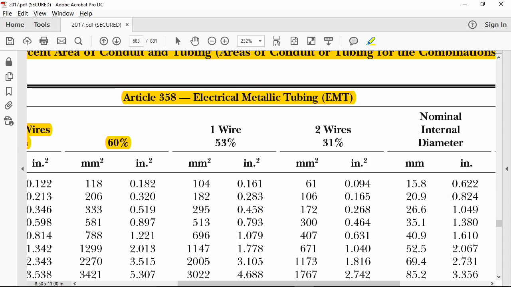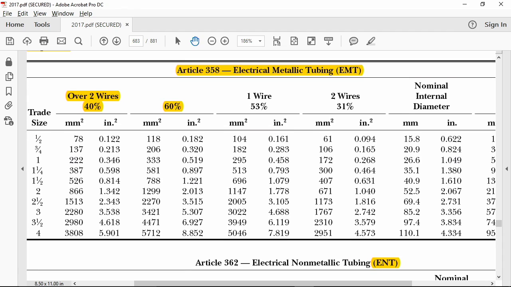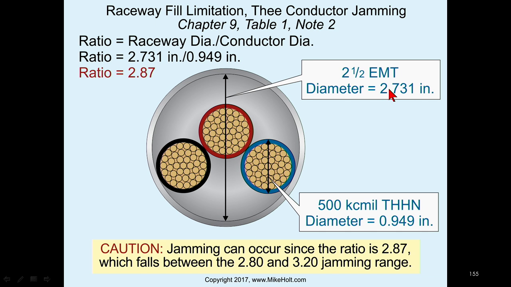And then I'm looking for 2.5. I go across here. The diameter is 2.731, okay. So then I go to my graphic, 2.73, and then 500 kcmils, and that's going to be Table 5.